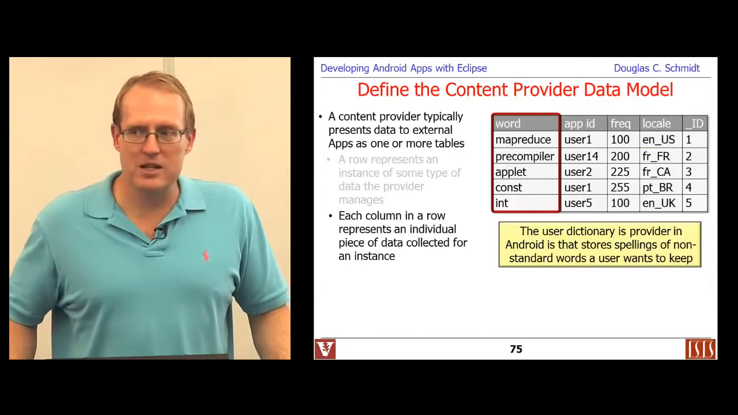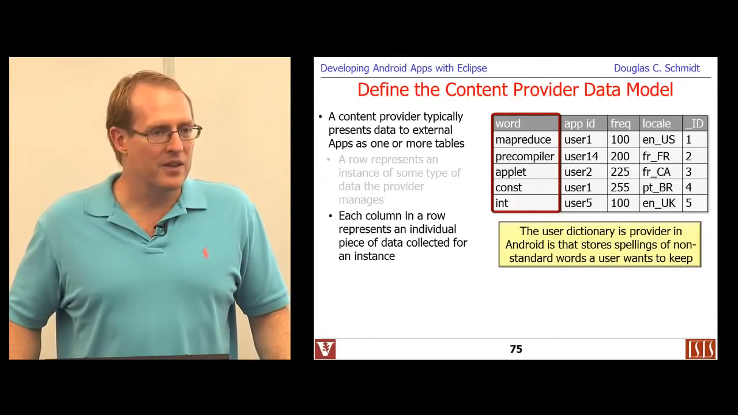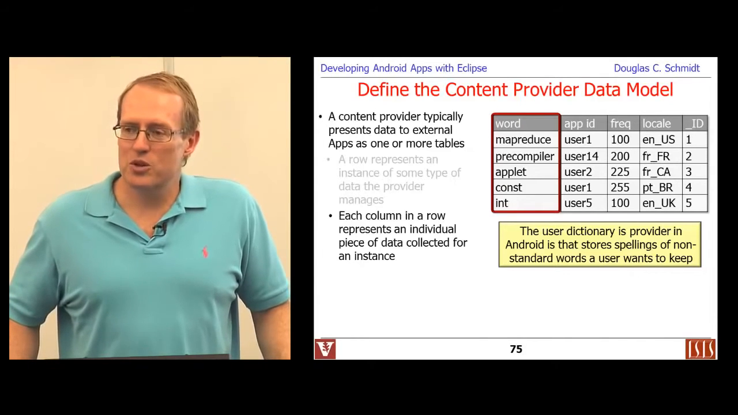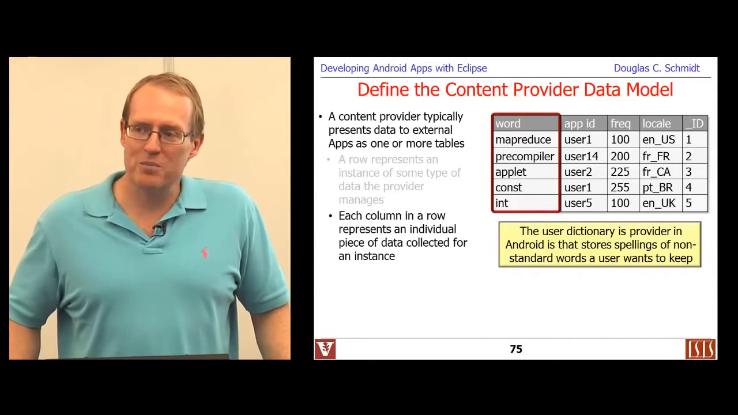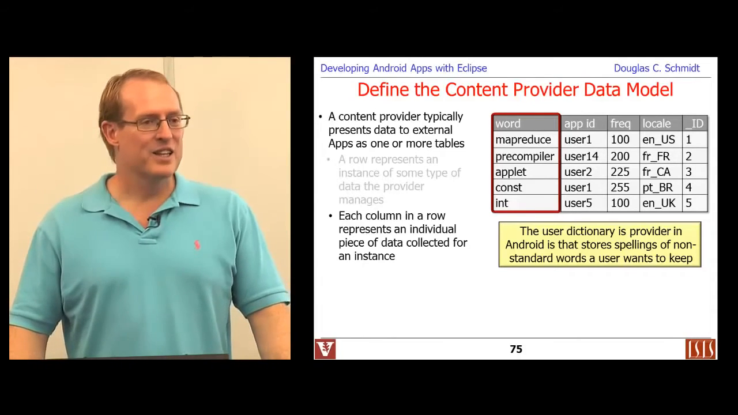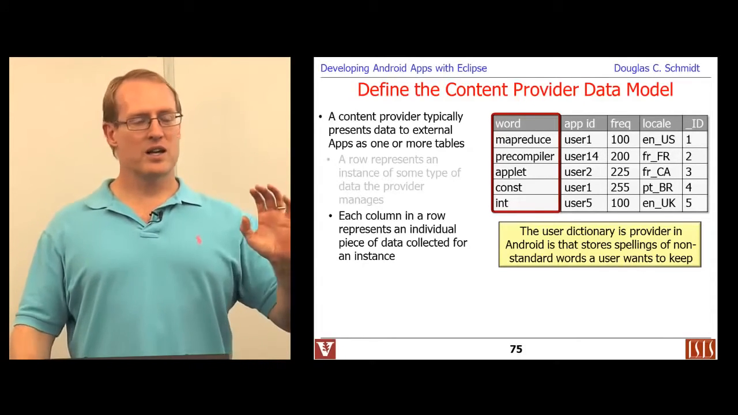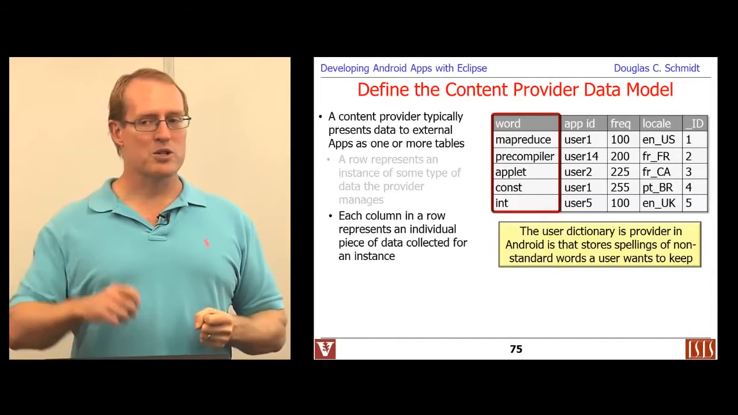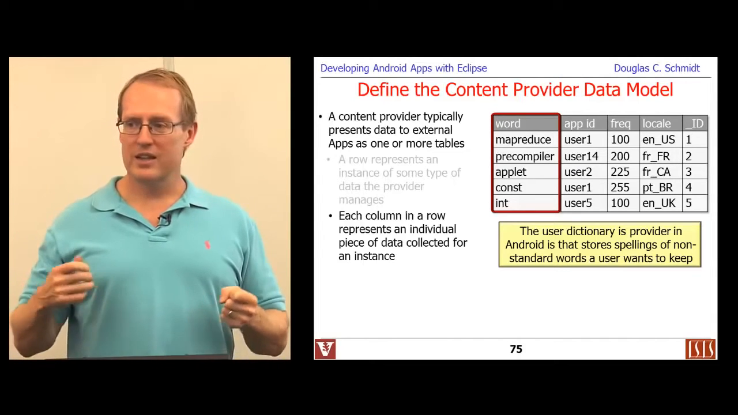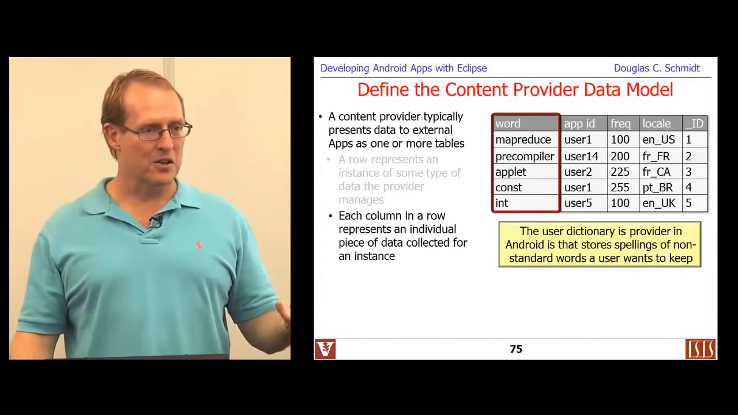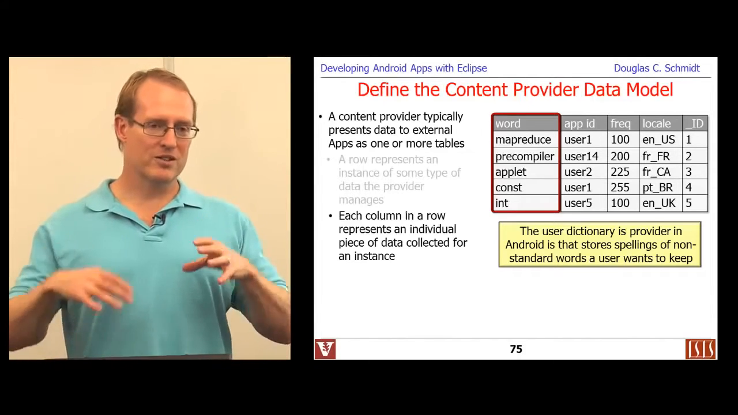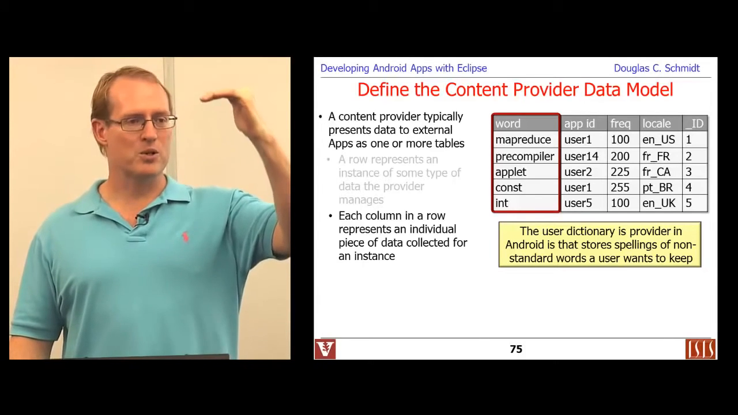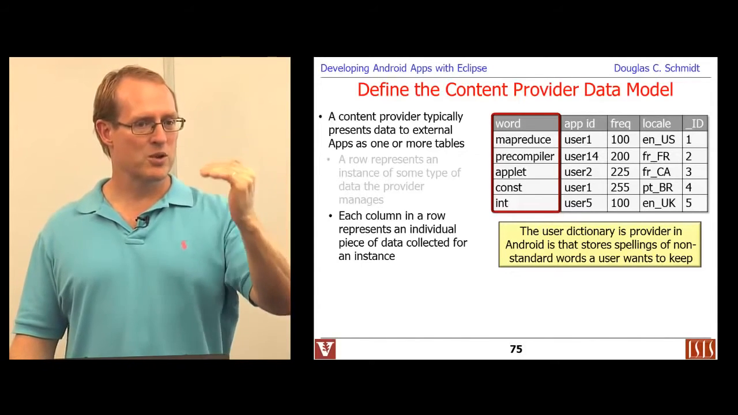And then a column represents an individual piece of data for a particular row. If you're more of an object-oriented person than you are a database person, then the way to think about this is the rows more or less correspond to object instances, and the columns correspond to fields or data members in those object instances. So if you have a set of objects, then each row corresponds to an individual object, and each column corresponds to the various fields within that object.